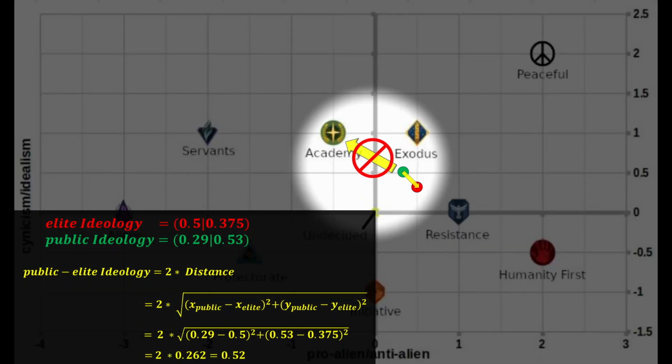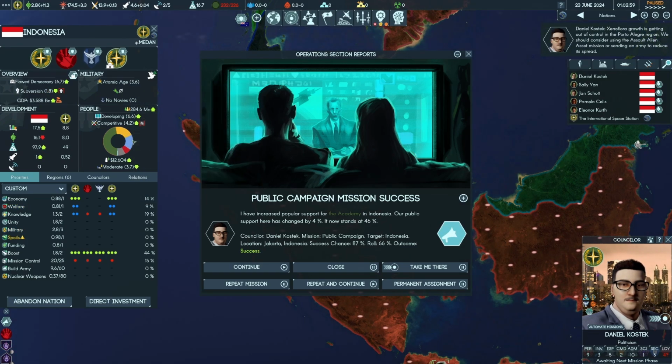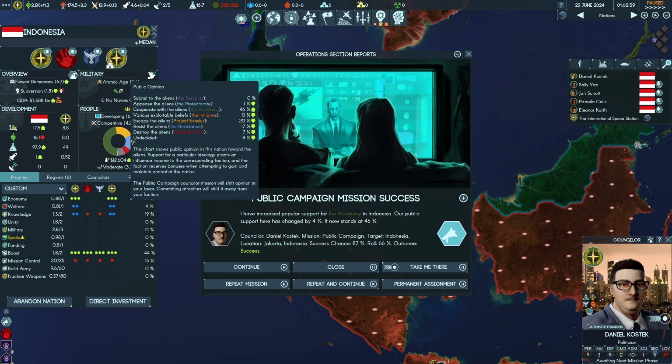Now we see that the investment points in Unity created the problem that I showed at the start, because public opinion was pushed away from the Academy ideology towards the elite ideology. In case you are now unsure if public campaigns shift the public opinion directly or just shift opinion towards the elite ideology, I can calm you down.